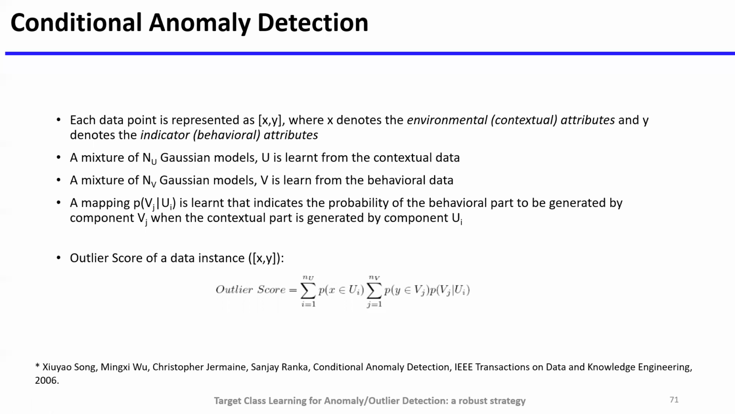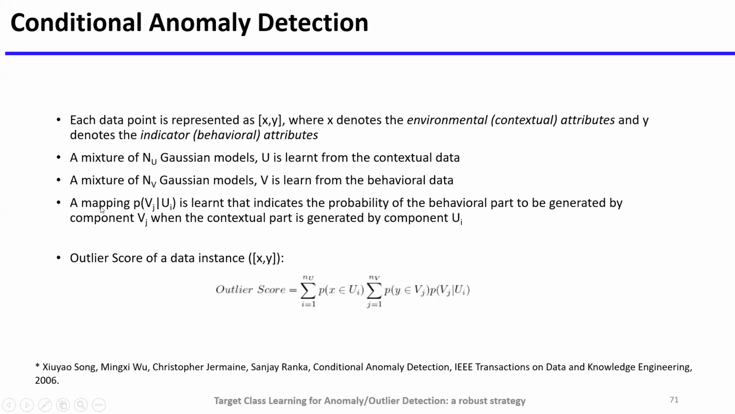This is one example of conditional anomaly detection techniques. Conditional anomaly detection means we are representing the data points as x comma y, where x represents the environmental or contextual attributes and y represents the behavioral attributes. And we will have a mixture of n_U Gaussian models, where U is learned from the contextual data, and a mixture of n_V Gaussian models, where V is learned from the behavioral data.